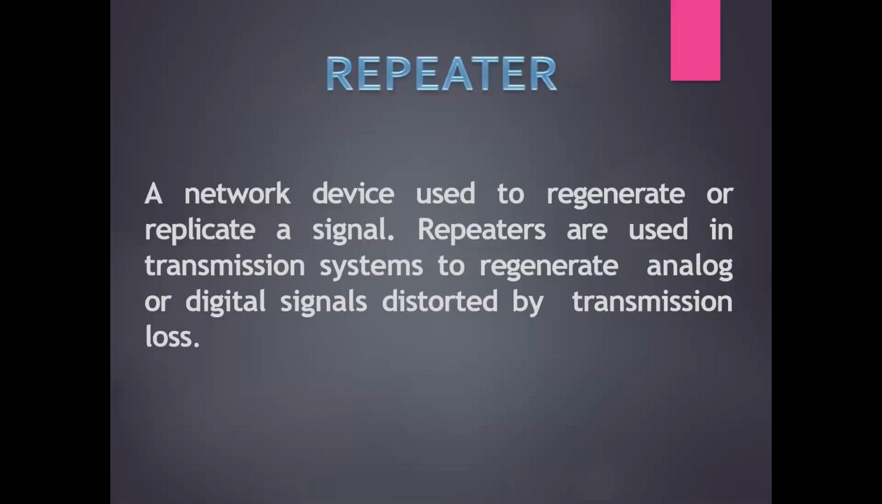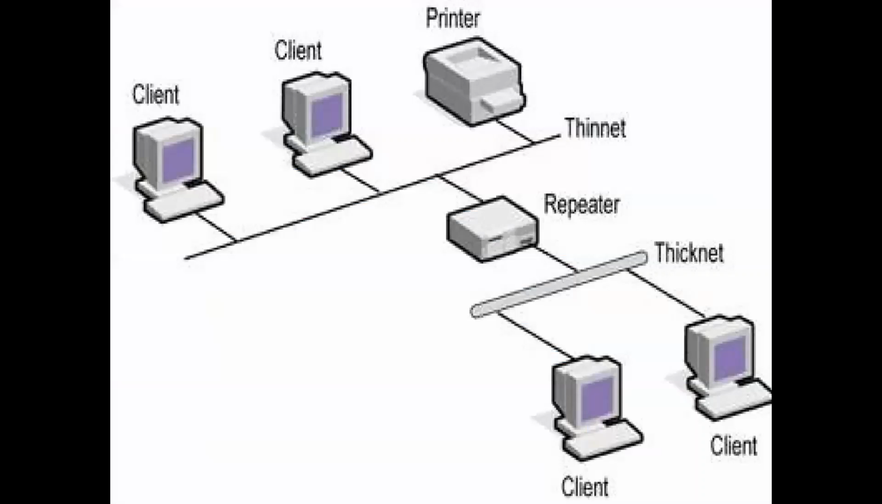We'll start with repeater. A repeater is a network device used to regenerate or replicate a signal. Repeaters are used in transmission systems to regenerate analog or digital signals distorted by transmission loss. The repeater operates at the physical layer. Its job is to regenerate the signal over the same network before the signal becomes too weak or corrupted, so it can be sent over a long distance over the network.